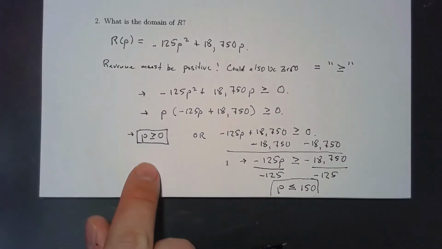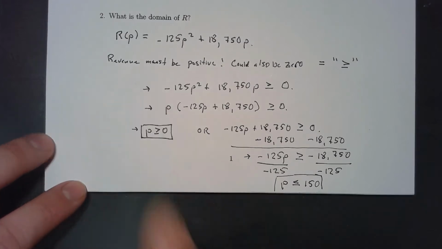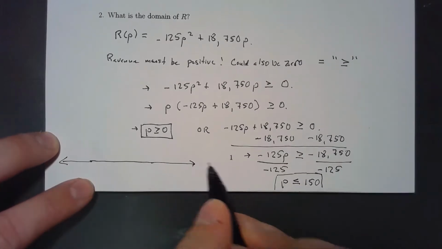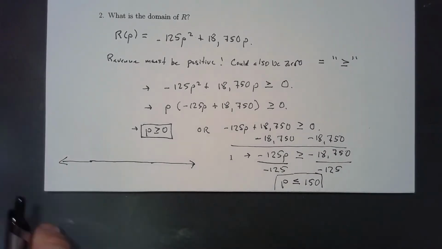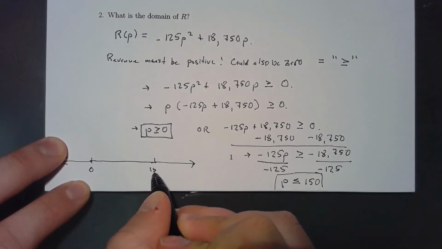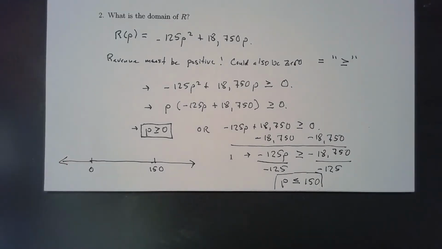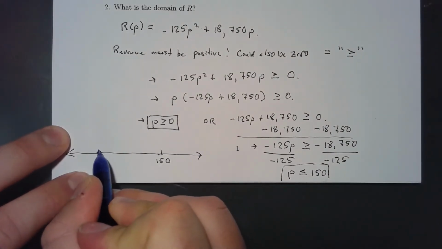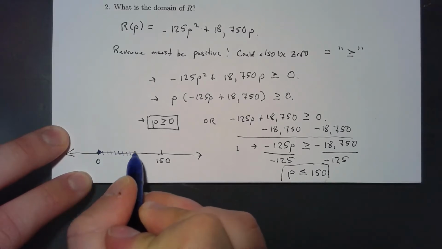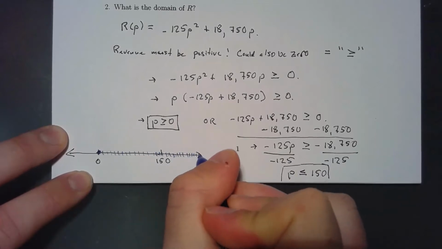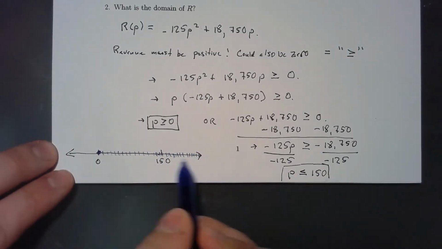So the combination of these two inequalities is the domain for my revenue function. So if I draw a number line and I graph those two inequalities on my number line, so 0 is over here, 150 is over here, right? So if I graph P is greater than or equal to 0, well, that means I have a solid dot at 0, and that's going to be everything to the right of 0. And it keeps going forever and ever, right?